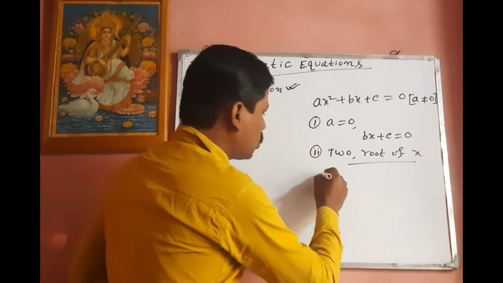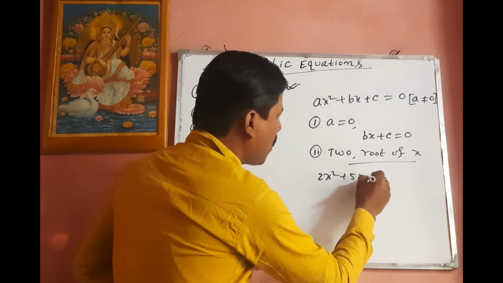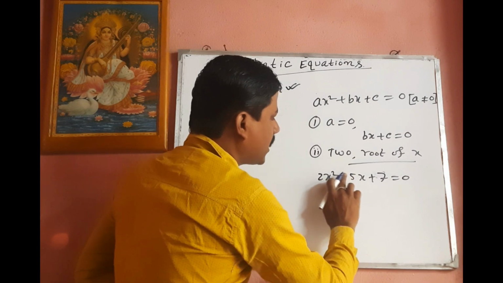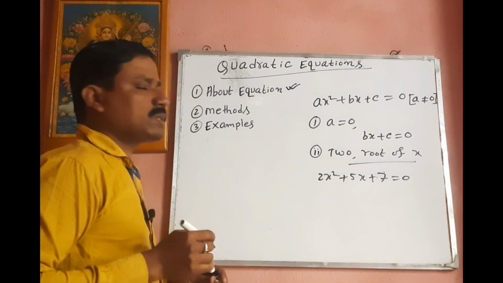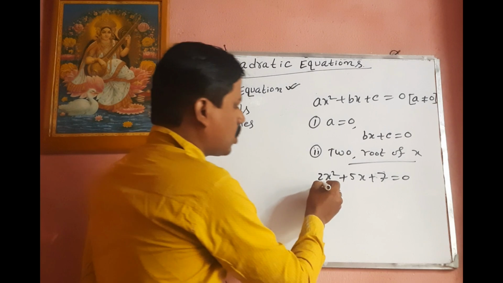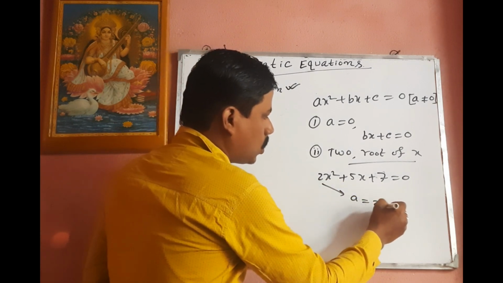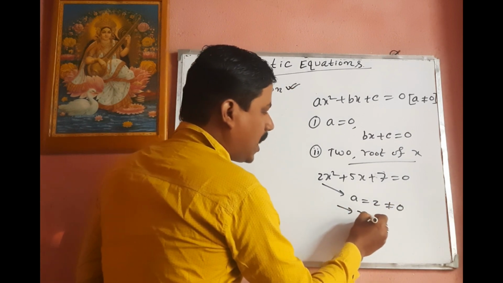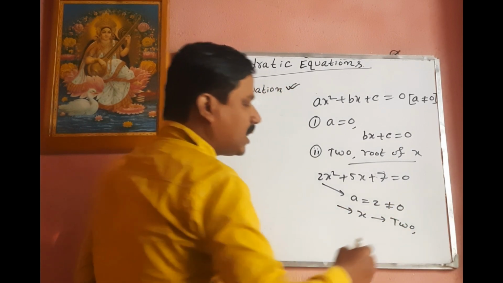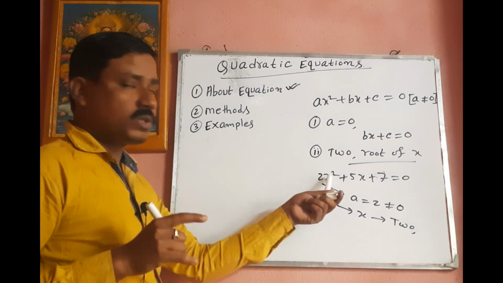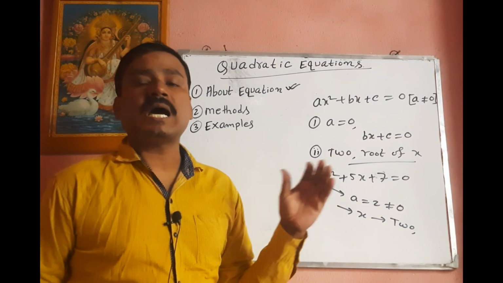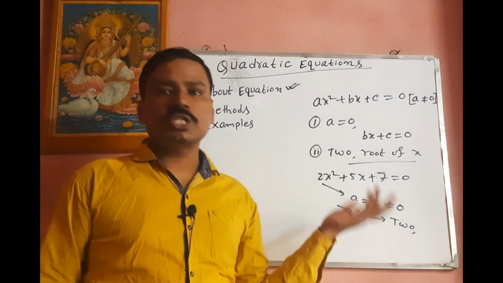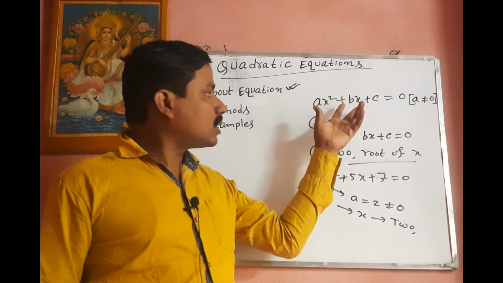Suppose one example is 2x square plus 5x plus 7 is equal to 0. This is a quadratic equation because a is equal to 2, which is not equal to 0. So we can find the values of x from these equations. So this is a simple idea about which is a quadratic equation and which is not. These two points are important for these equations.